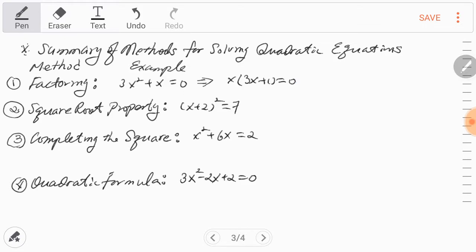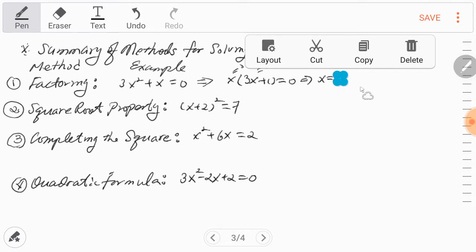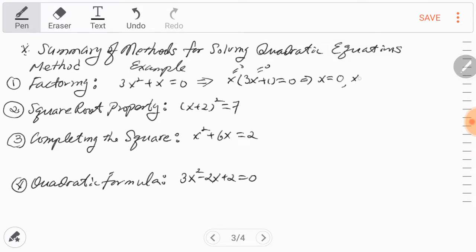Then using the zero factor property, we set each factor to 0. This one is 0, or this one is 0, so that gives us x equals 0 or 3x plus 1 is equal to 0. So this will be x equals 0 or x equals negative 1 over 3. So we have 2 solutions.